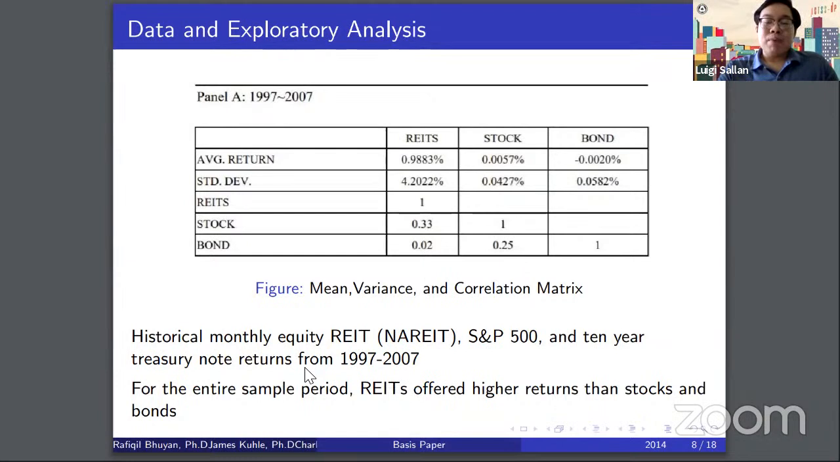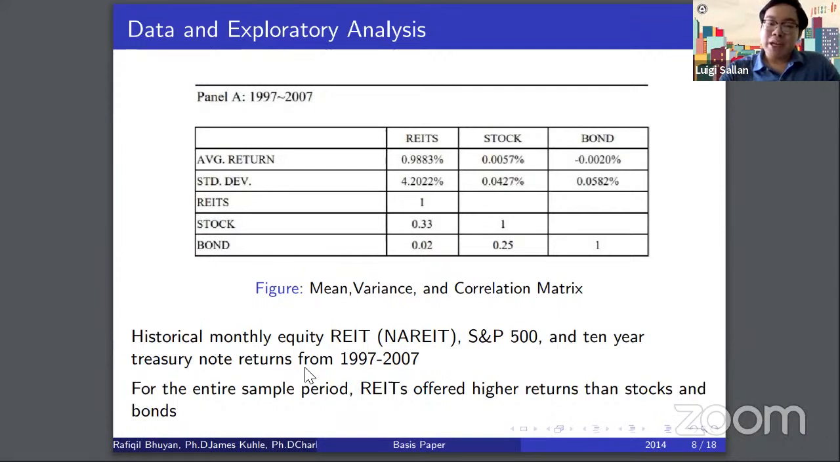They collected monthly equity returns of REITs, monthly S&P 500 returns to symbolize their stock market benchmark, and 10-year treasury notes from 1997 to 2007, which would serve as their market benchmark for the risk-free asset. So in total, they have 11 years of data. From these data sets, you could already do initial exploratory analysis or determine some statistics.